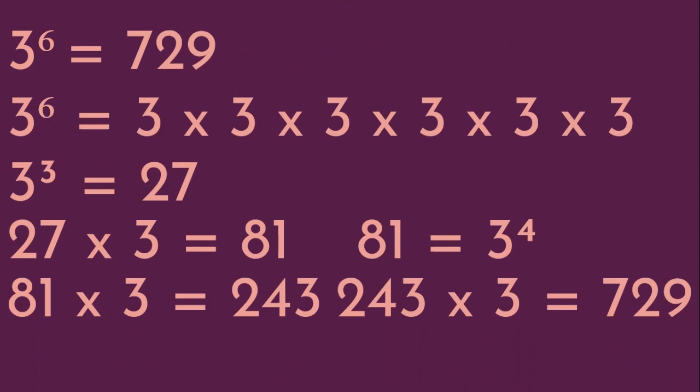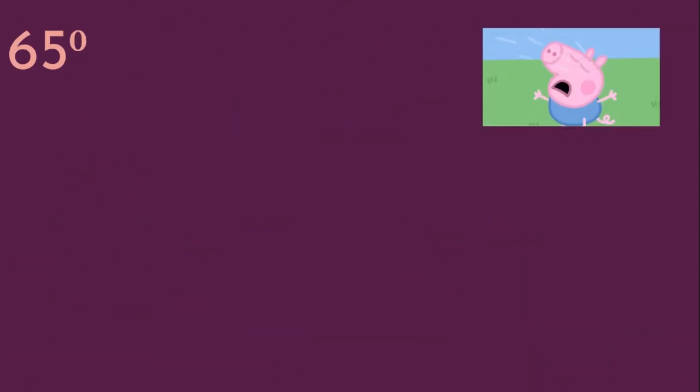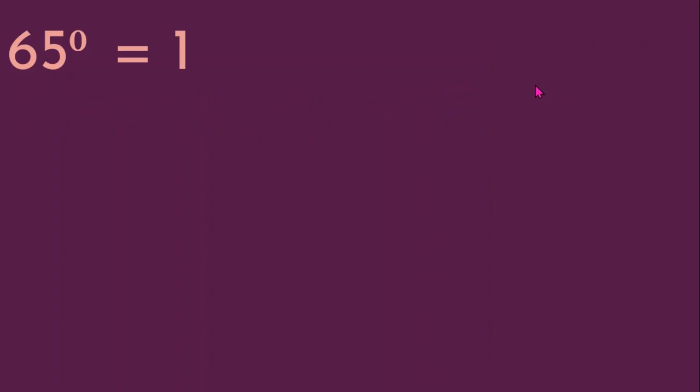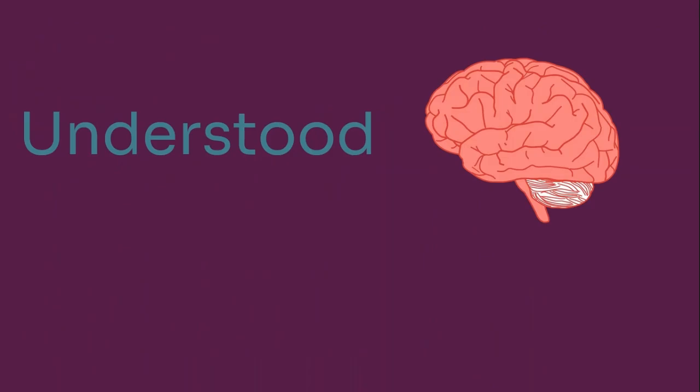Let's do another example. 65 to the power of 0. What you would think at first glance is that 65 to the power of 0 would be the answer to 65 times 0. But actually, any number to the power of 0 would actually be 1. So that means 65 to the power of 0 is actually 1.